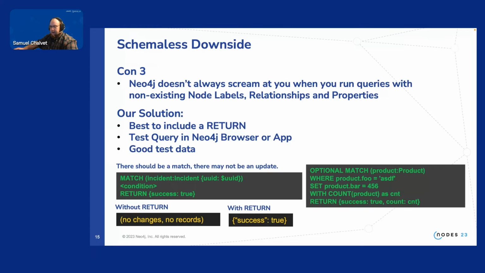And then the third con is that Neo4j just simply doesn't scream at you when you ask for stuff that doesn't exist. It just says, sure, there's nothing. It returns nothing, whereas a typical database will tell you that that relationship or that column or table doesn't exist. We found that always including a return helps know when that query actually executed successfully, even if you're not needing to return anything. So that's some mitigations around that.